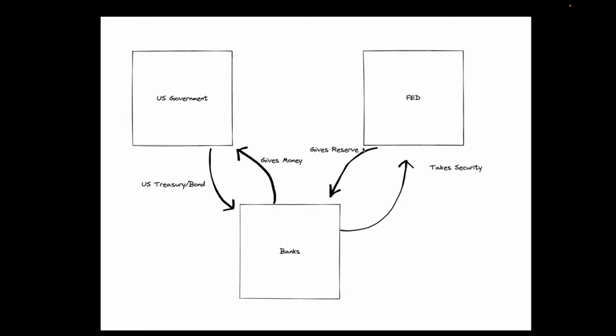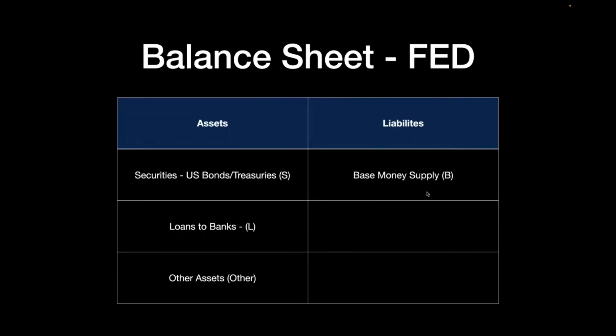And what the Fed can come in and do is they can say, hey, I'm going to take the securities on your balance sheet, and I'm going to give you a reserve. And so the Fed can actually come in and create more reserves instantly by taking securities out of the banks. And so if you look at a bank's balance sheet, they have their base money supply as a liability, and then they have the assets, which are usually securities, loans to the bank, which is just overnight lending to keep banks solvent, and then other assets.